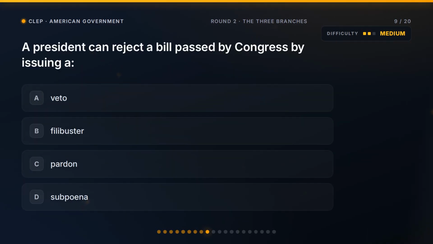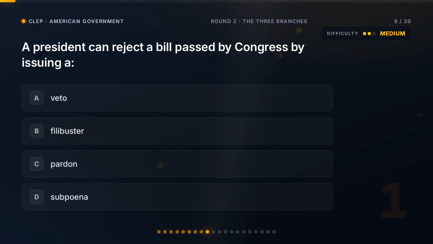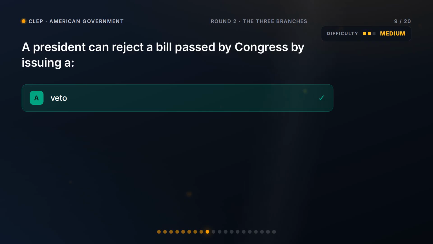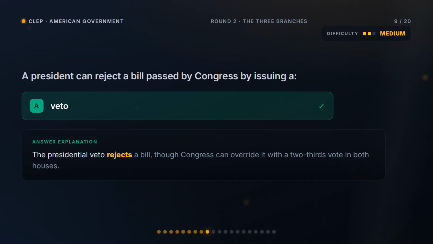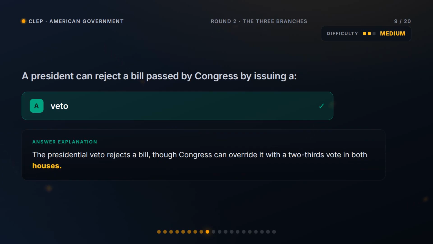Question 9. A president can reject a bill passed by Congress by issuing A. Veto. B. Filibuster. C. Pardon. D. Subpoena. The answer is A. Veto. The presidential veto rejects a bill, though Congress can override it with a 2/3 vote in both houses.